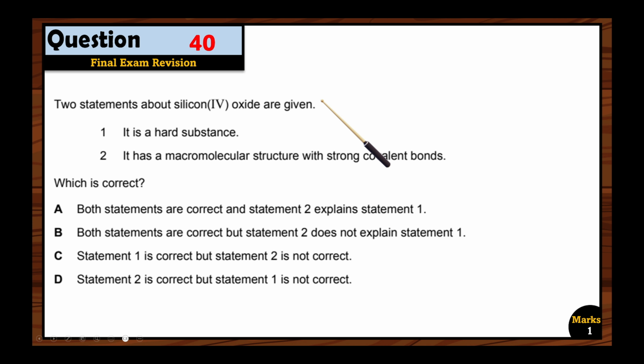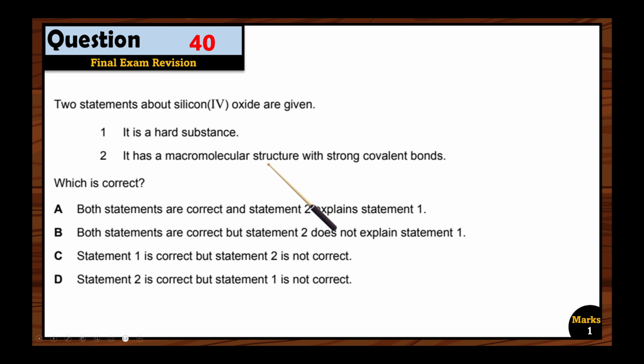Question 40. Two statements about silicon oxide are given. It is a hard substance. Yes, okay. It has a macromolecular structure with strong covalent bonds. Which is correct? Both statements are actually correct. Okay. So now let's see one by one. Statement 1 is correct, but statement 2, okay, rejected, rejected. Now let's see for these two. So now we are left with A and B. Both statements are correct, and statement 2 explains statement 1. Or statement 2 does not explain statement 1. So now we will look at statement number 2. Does it explain statement 1, yes or no?